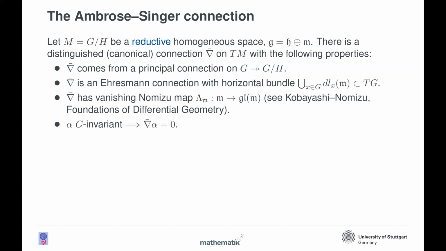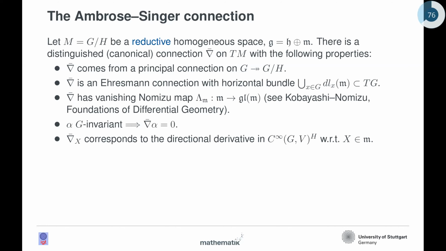A very important property is that every G-invariant tensor on M is parallel under this nabla bar. And also, if we take the covariant derivative with respect to nabla bar, then this corresponds to the directional derivative in this function space here, the space of equivariant functions from G to V. And here we think of X in M as a left invariant vector field. This is actually the property that's going to be used later to compute stuff with this.